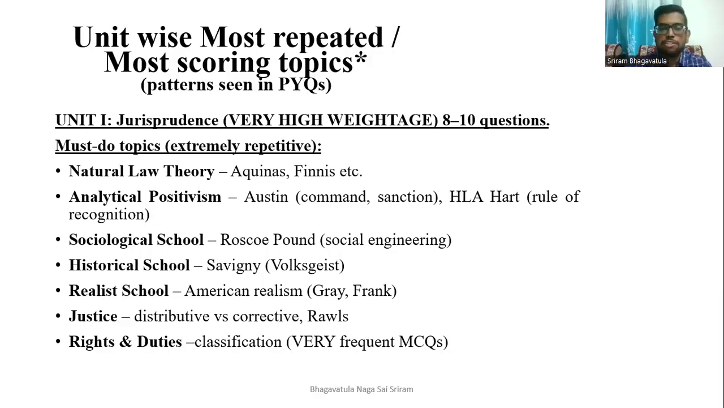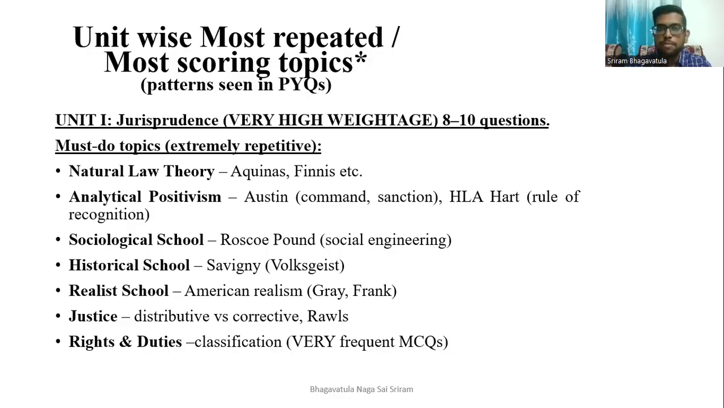And finally, rights and duties. What is the classification of rights? What becomes a right? What becomes a duty? Whether legal rights will be there, moral rights will be there. What is a duty? All of these things are also very important because we might expect frequently repeated questions from this particular area.